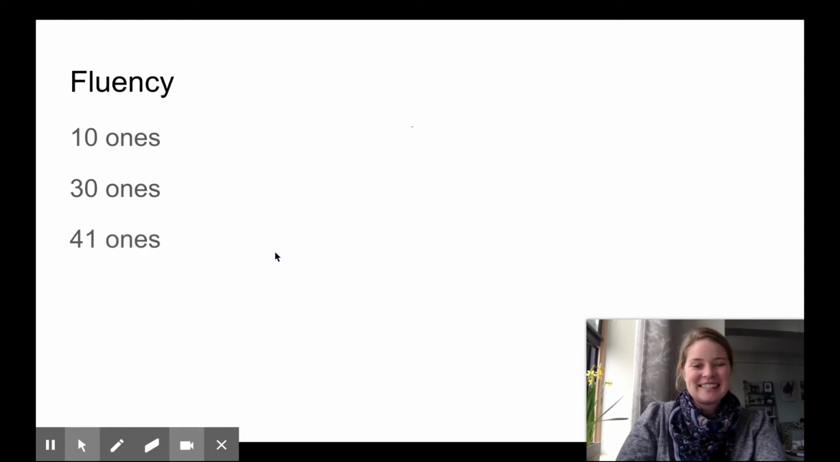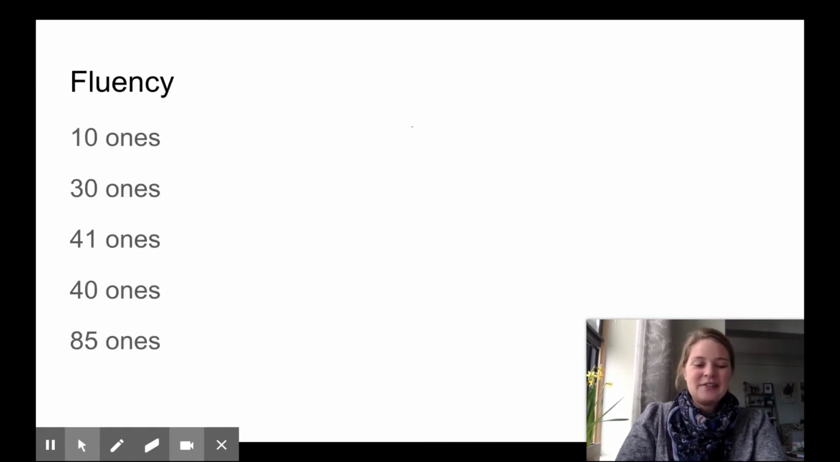41 ones. 4 tens and 1 left over. 40 ones. 4 tens. 85 ones. 8 tens and 5 ones left over.